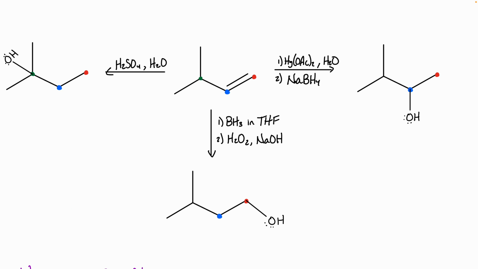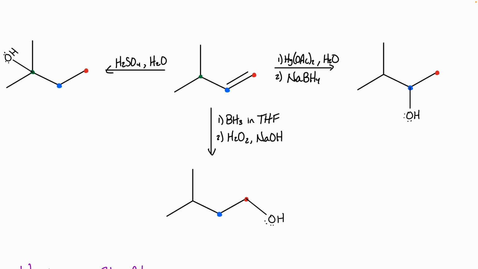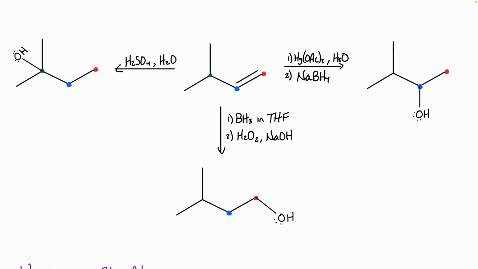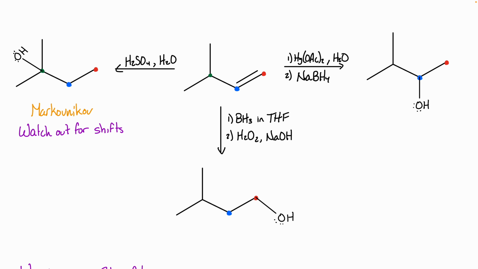So I strategically chose this alkene to help illustrate the differences between these three reactions. All right. Again, we can just summarize. This one was Markovnikov, and we said we got to watch out for shifts. This one was also Markovnikov, but we didn't have to watch out for shifts. And this one was anti-Markovnikov.